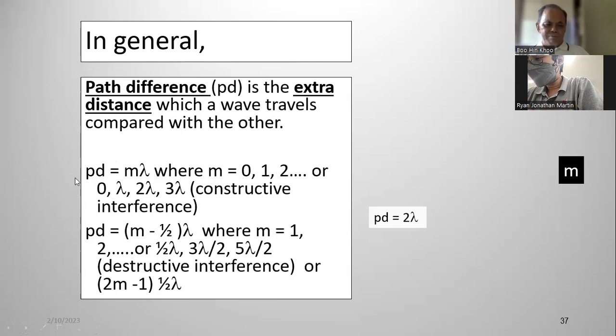You can write the alternative form, same thing. I just multiply by 2, that's all.